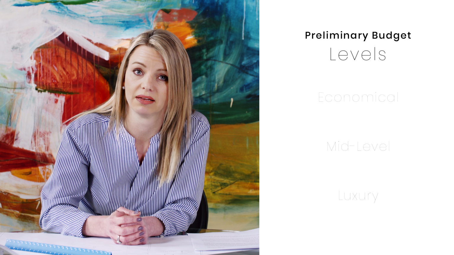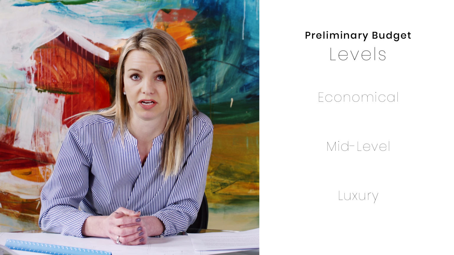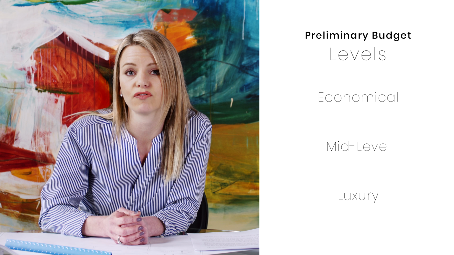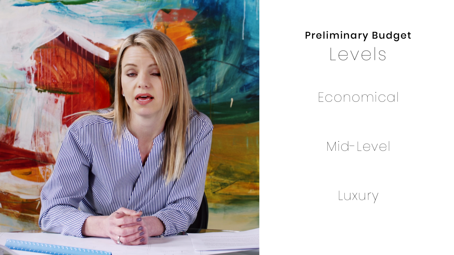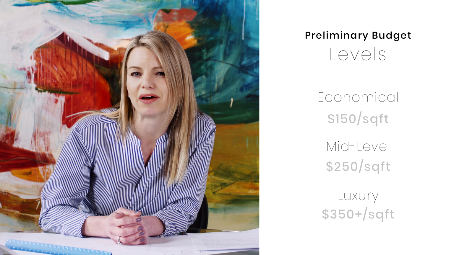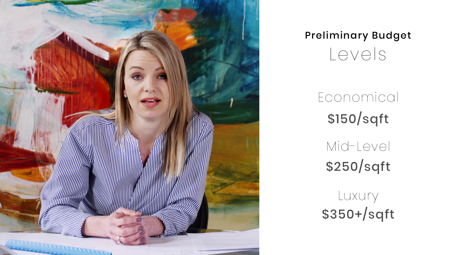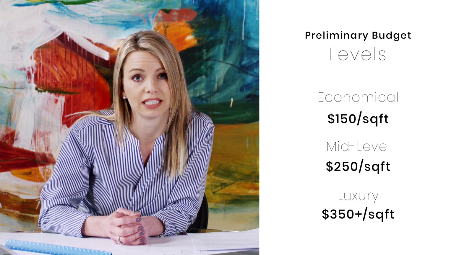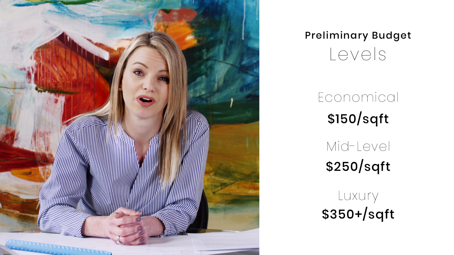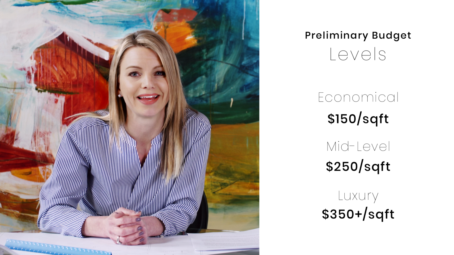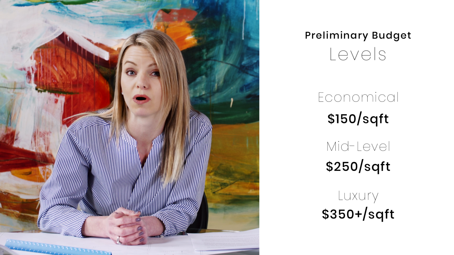There are 3 different budget levels to consider when you're coming up with your preliminary budget. There's the economical budget, the mid-level budget, and the luxury budget, and they all have an average cost per square foot. The economy budget starts at about $150 a square foot, and the mid-level budget is about $250 a square foot, whereas the luxury budget, you're looking at about $350 or more per square foot.